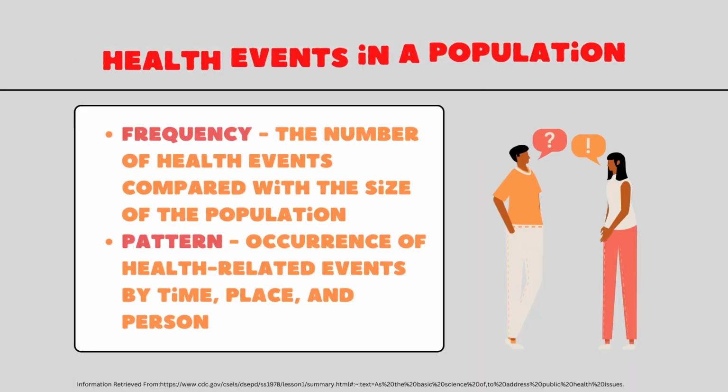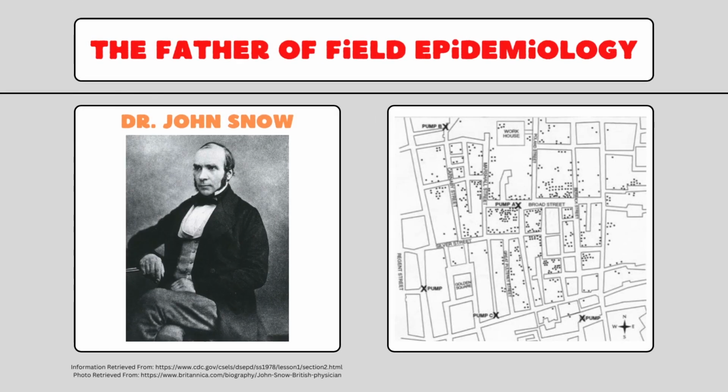Let's talk about the father of field epidemiology, who is Dr. John Snow. He was an anesthesiologist, and what he sought to do was investigate different cholera outbreaks that were occurring throughout London. He wanted to figure out what the cause of the disease was, and he wanted to prevent it from happening again. In 1854 specifically, an epidemic of cholera was erupting in the Golden Square of London.